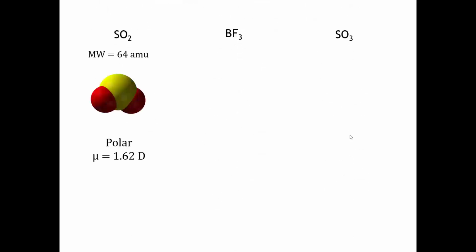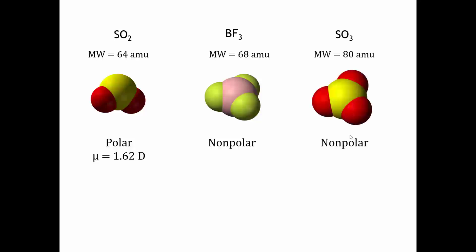From this, now we can make predictions about the polarities of the molecules. The bent molecule here, SO2, is going to be polar. The dipoles are not going to cancel out. It turns out that the dipole moment on an SO2 molecule is about 1.6 debye. That's not something you would be expected to be able to predict or calculate. BF3, being trigonal planar, is nonpolar, as is SO3. So we have one polar molecule and 2 nonpolar molecules.